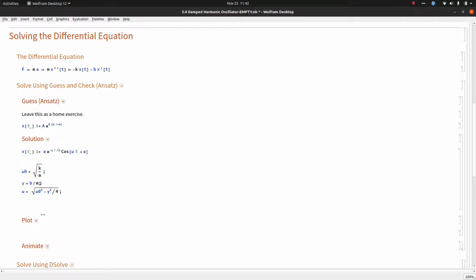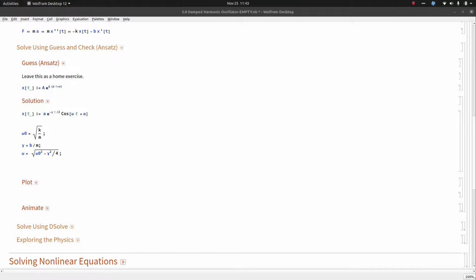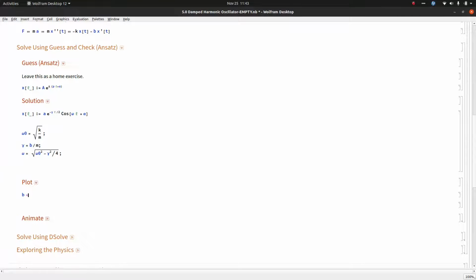Now, we are going to go ahead and make a plot of what this looks like. So I am going to define some values here. Let's say I'm going to plug in just a little bit of damping force. I'll make that B equals 0.1. I'll make the mass equal to 1. And I'm going to just copy and paste this down here so I've got a fresh cell to work with.